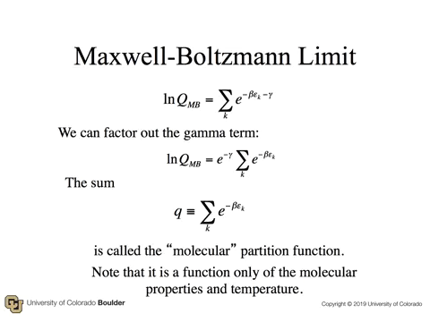So just a reminder that this is the Maxwell-Boltzmann partition function, and if you factor out the gamma term, then you get this sum called Q, the third equation on the slide, which is the sum over K, which is a quantum state index, e to the minus beta epsilon K, where epsilon is the energy. This is called the molecular partition function, and it's a function only of molecular properties and temperature through beta, which is, I remind you, 1 over kT.